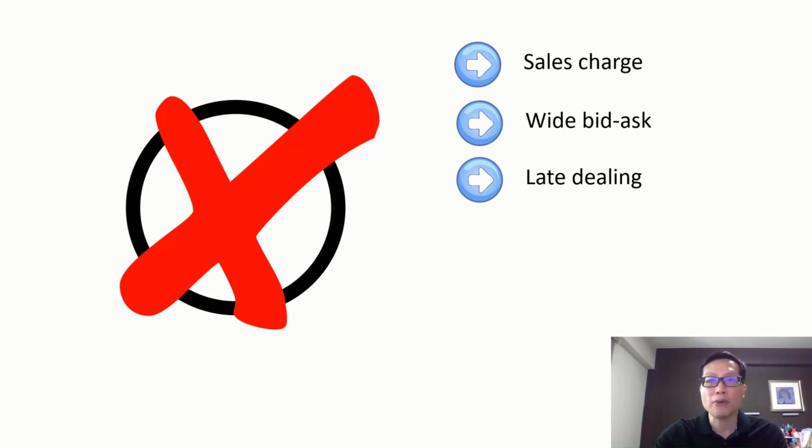Which brings us to the point of late dealing. Now, unlike stocks where you can trade anytime during regular trading hours, mutual funds only trade at the end of the day in the back office environment. And if you sell your units, you may receive the cash as late as 7 days later.